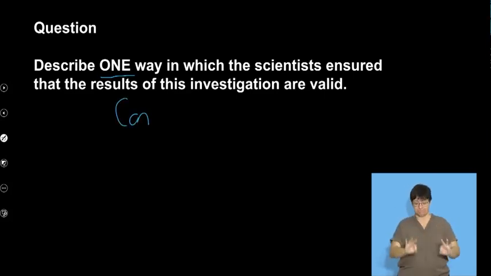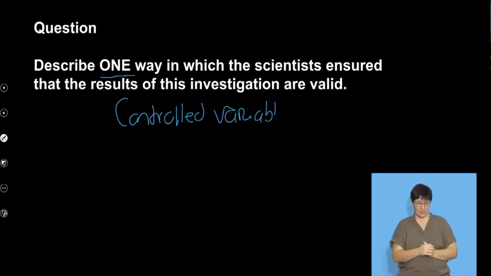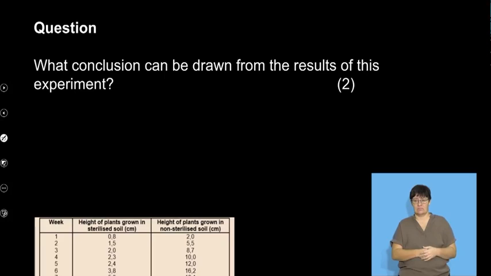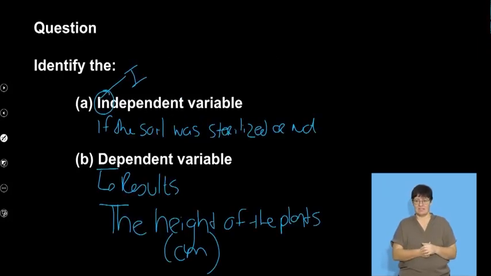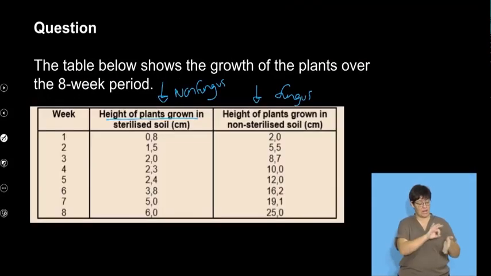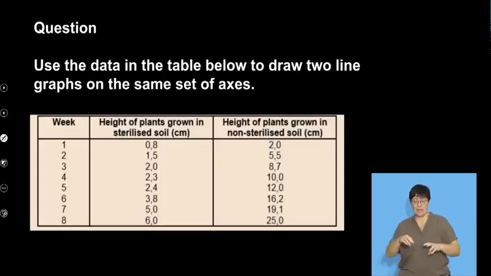Always describe one way in which you ensured the results of the investigation were valid. In other words, the controlled variables. What did you do the same to the whole experiment? Number one, we're going to go back to this one over here. Controlled variables, look here. The other group was planted the same. All factors remain the same. And here, the plants were planted in the same soil.